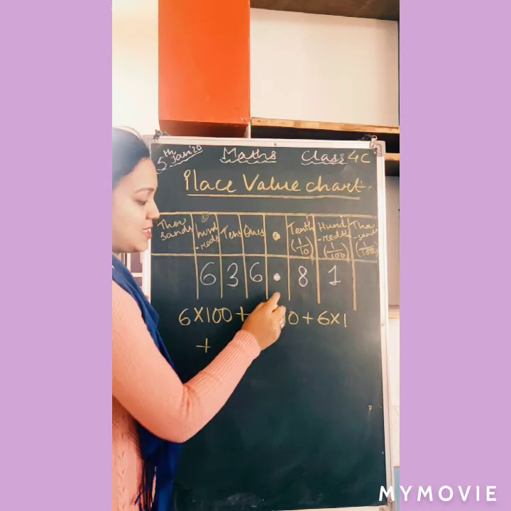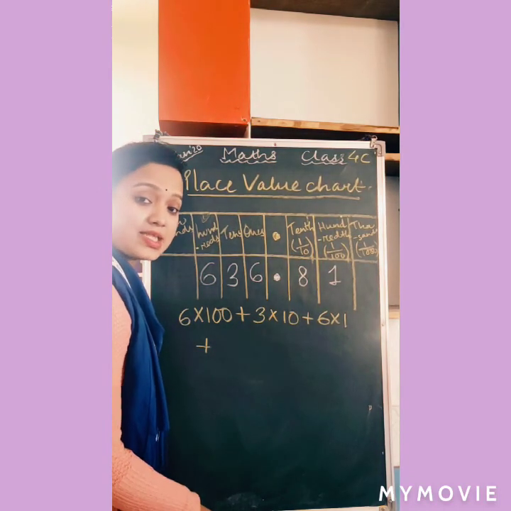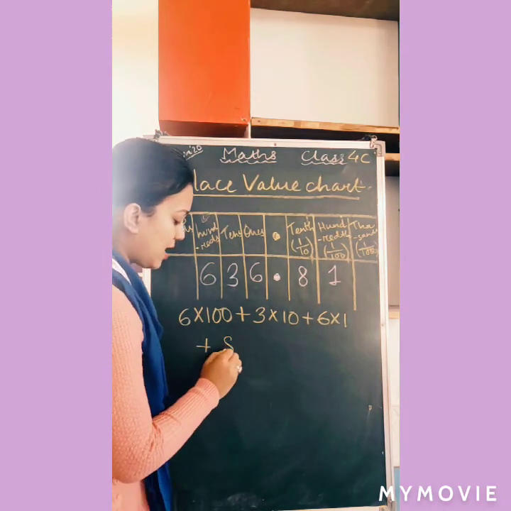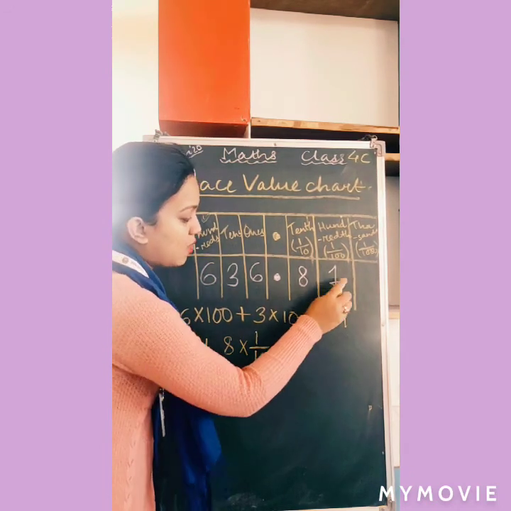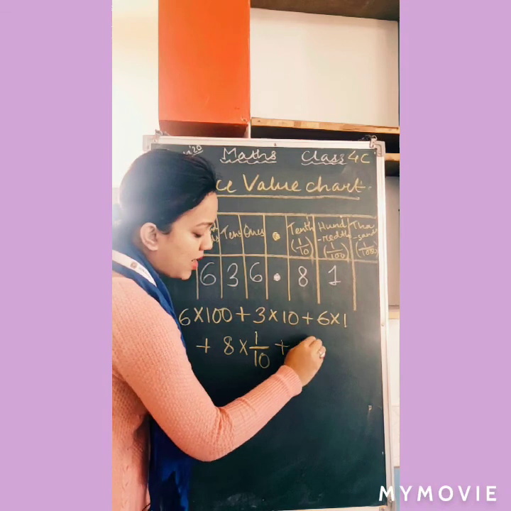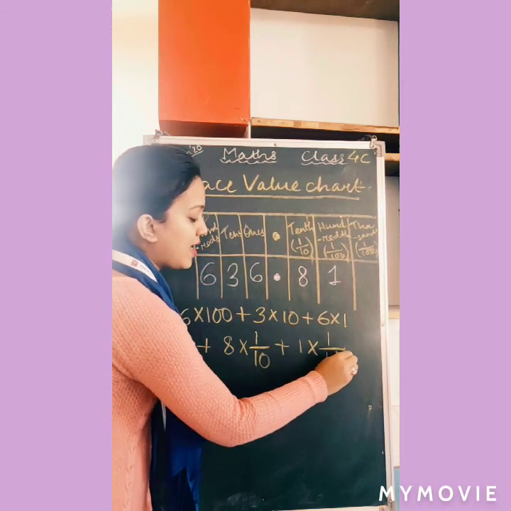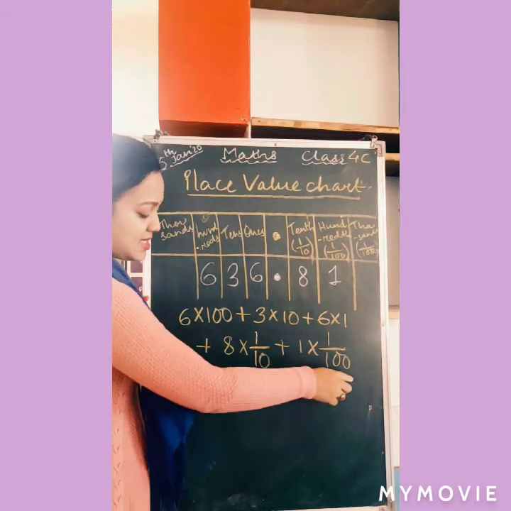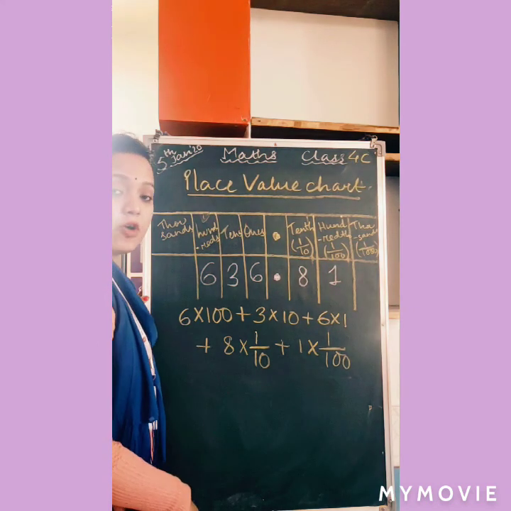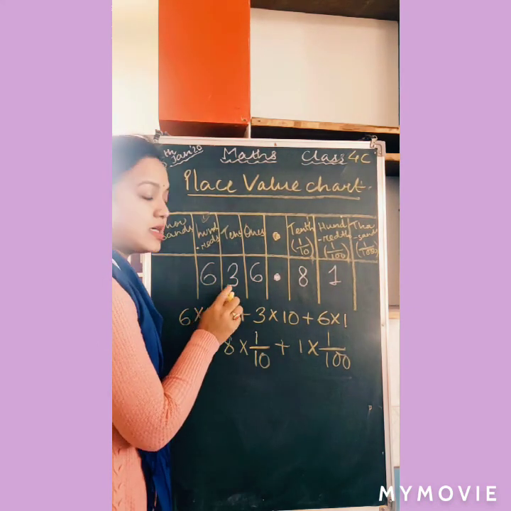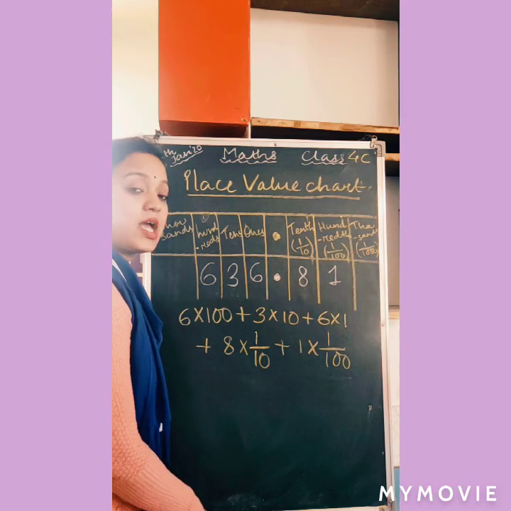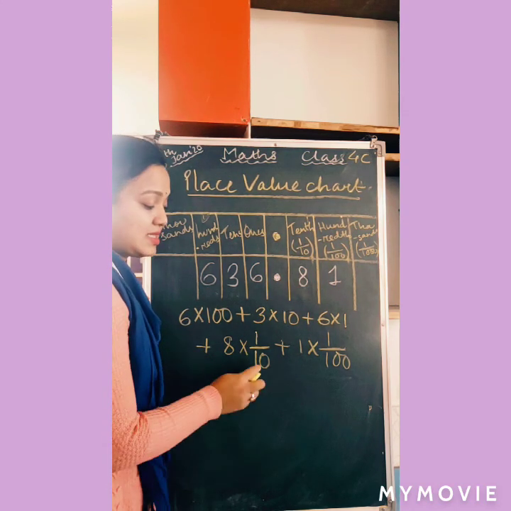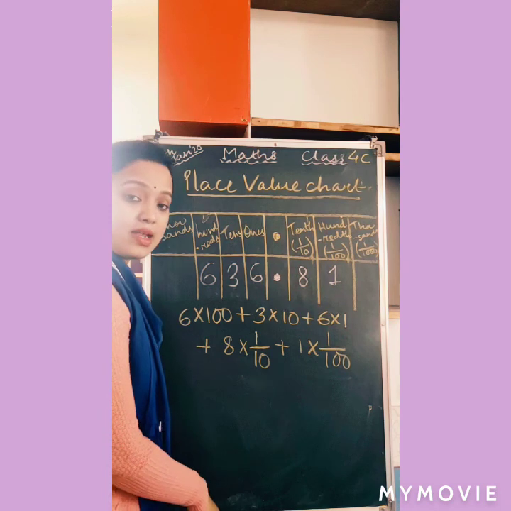Then again plus 8 is in tenths place, that means 1 by 10. So, 8 into 1 by 10 plus 1 is in hundredths place. So, 1 into 1 by 100. This is the expanded form of this particular decimal number. That means 636.81, this is in the expanded form.